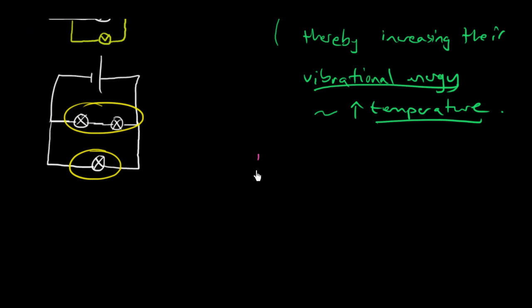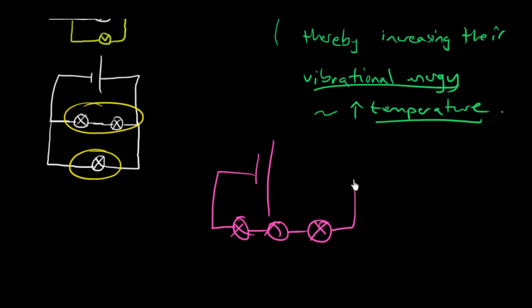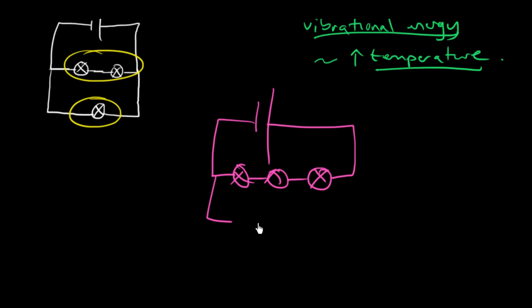So then you draw your circuit, you draw 3 in series to each other, and then you have to draw 1 in parallel to those 3. So you would have another one here. Okay, and that would be your circuit. So that's how you would draw 3 bulbs in series connected to 1 in parallel.